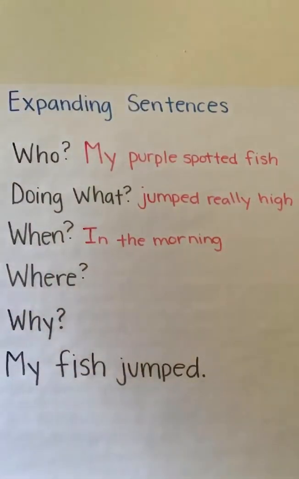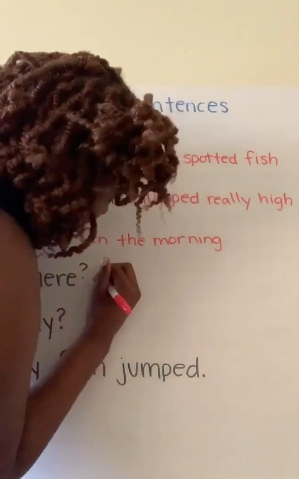Where was my fish jumping? Was it jumping inside of the fish bowl? Was it jumping outside of the fish bowl? Was it jumping in the tub? Was it jumping in the pool? Where was your fish jumping? Let's be as creative as possible. I'm going to say that my fish was jumping in the bathtub.